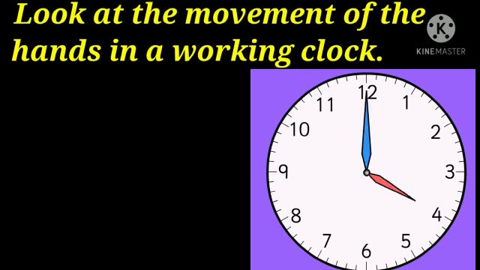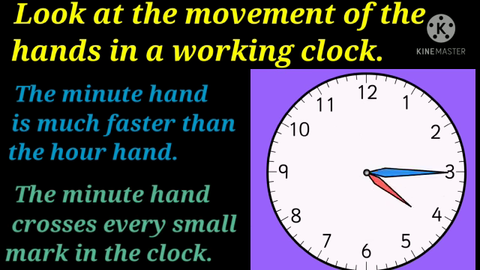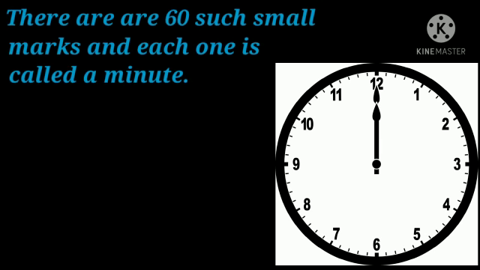Look at the movement of the hands in a working clock. The minute hand is much faster than the hour hand. The minute hand crosses every small mark in the clock. There are 60 such small marks and each one is called a minute.